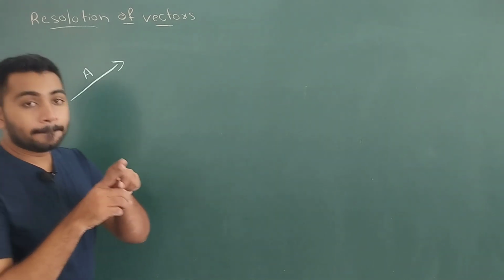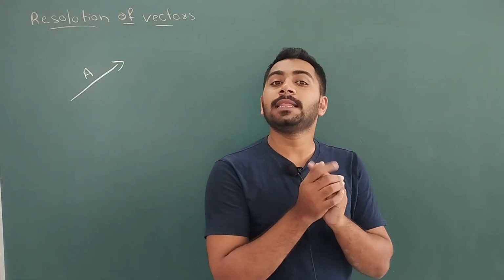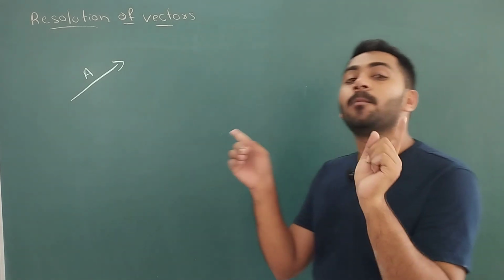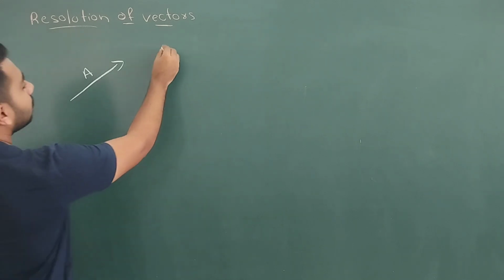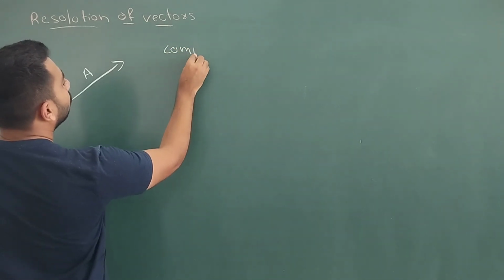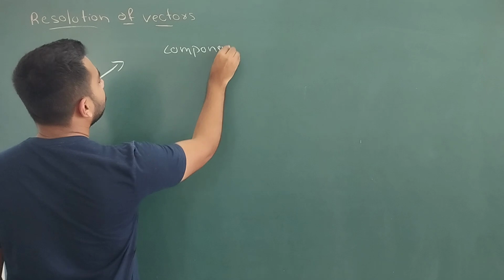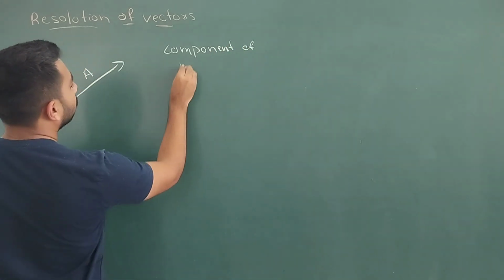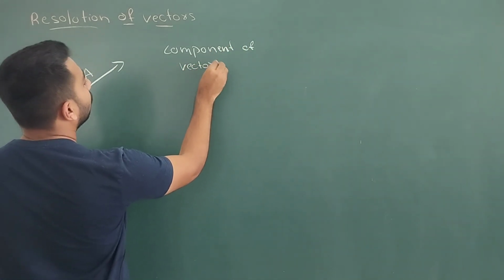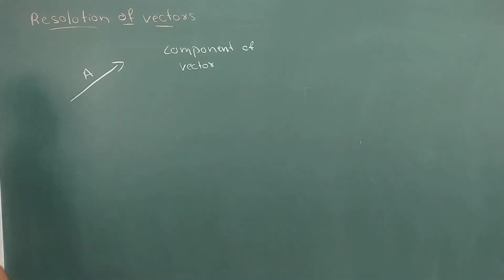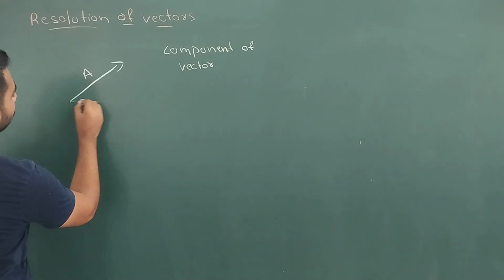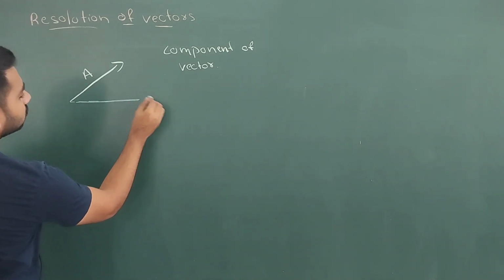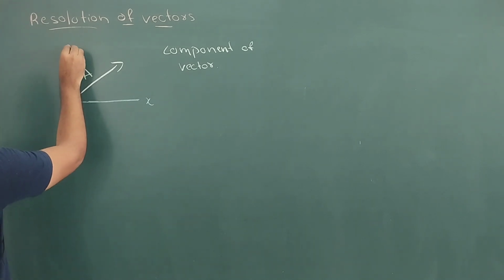It is just simple components of a vector. We are dividing the vector into its components. You can say resolution of a vector is nothing but the components of the vector. How do these components come? Let us see. This is the vector. Can I write the x and y directions here? Yes, I can write x here and y here.